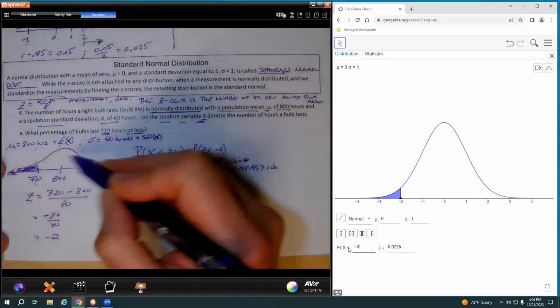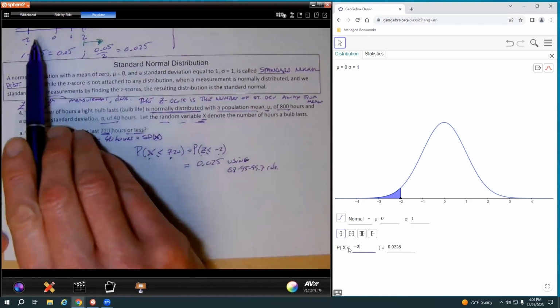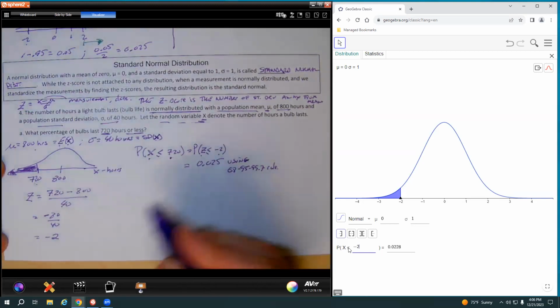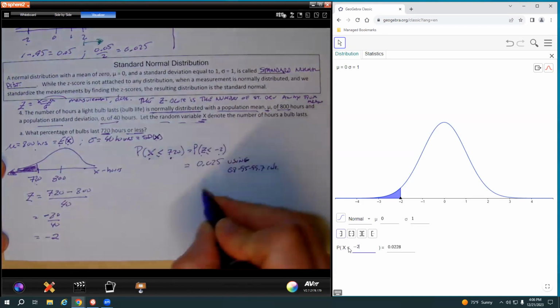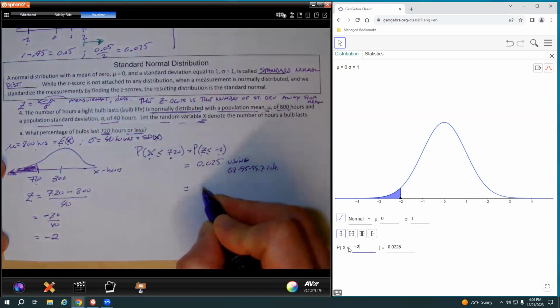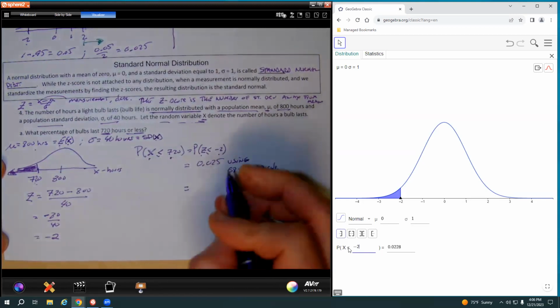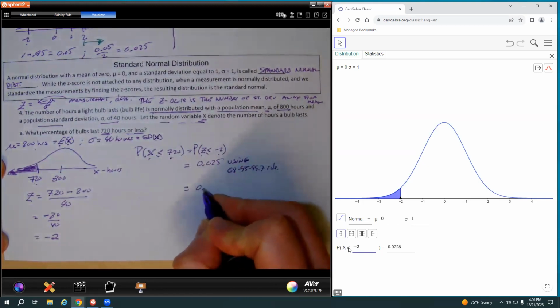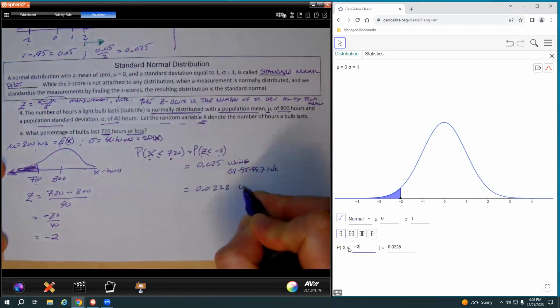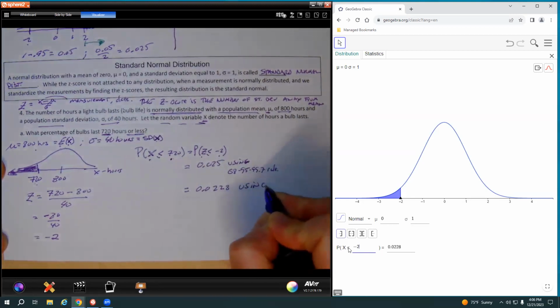because this whole thing is, as you can see, symmetric, right? I don't think I mentioned this was symmetric, but this curve is perfectly symmetric on either side, as you can see from the picture there. So again, using GeoGebra or some kind of technology, to 4 decimal places, the answer is 0.0228. Again, I'm going to write here: using GeoGebra.